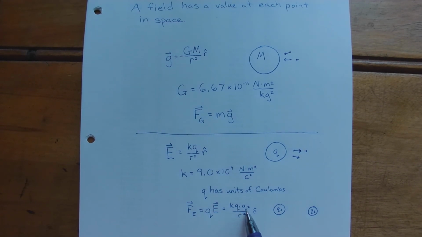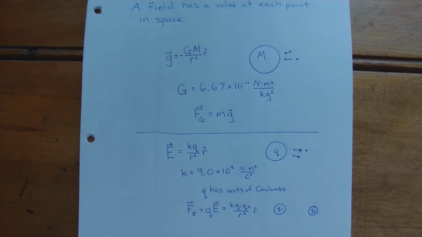And if these two charges are both positive, then these charges will repel each other, so that will be a repulsive force. If the charges are both negative, we have a negative times a negative giving us something positive, so that will also be repulsive. If one is negative and one is positive, then that will be an attractive force.